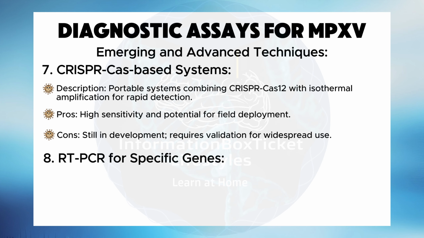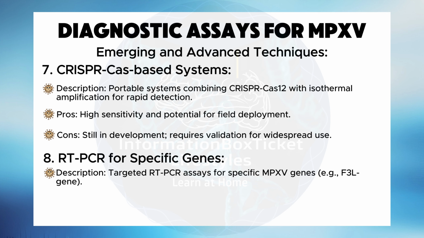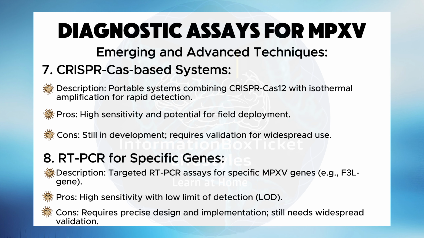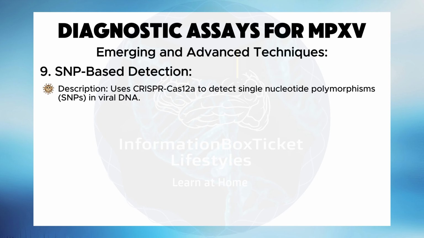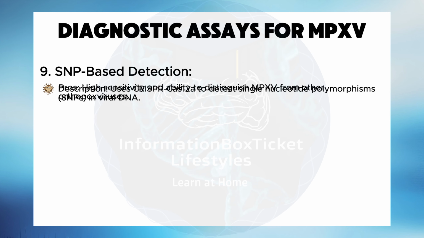8. RT-PCR for specific genes. Description: targeted RT-PCR assays for specific MPXV genes, for example, F3L gene. Pros: high sensitivity with low limit of detection, LOD. Cons: requires precise design and implementation, still needs widespread validation. 9. SNP-based detection. Description: uses CRISPR-Cas12a to detect single nucleotide polymorphisms, SNPs, in viral DNA. Pros: high sensitivity and ability to distinguish MPXV from other orthopoxviruses. Cons: requires specialized knowledge and technology, still under development.